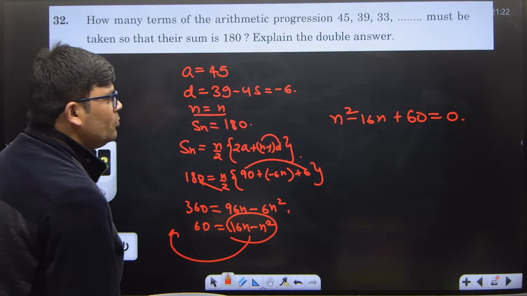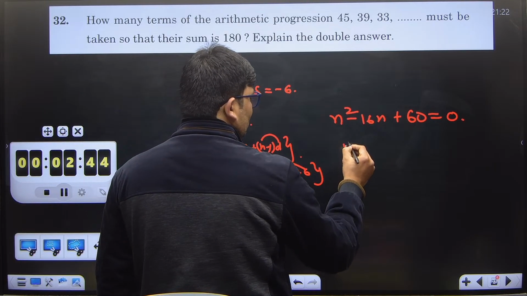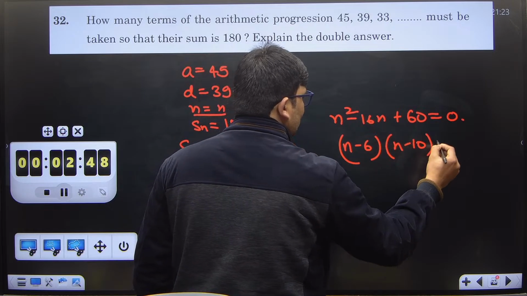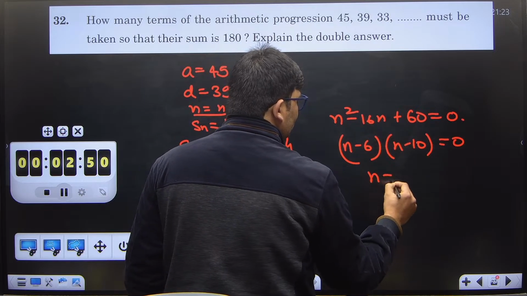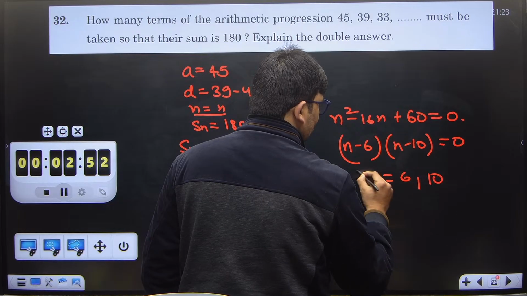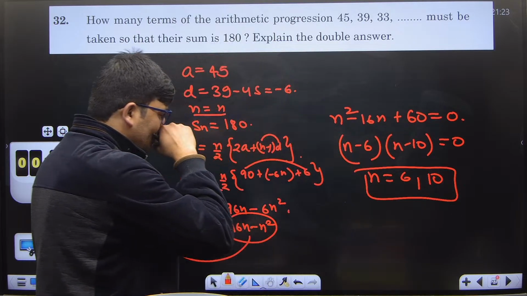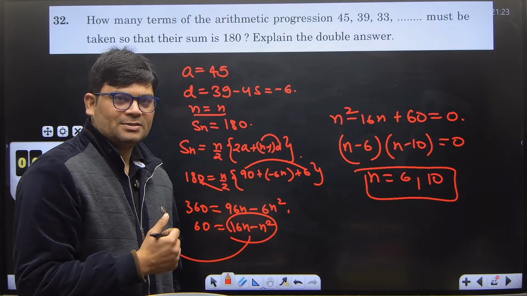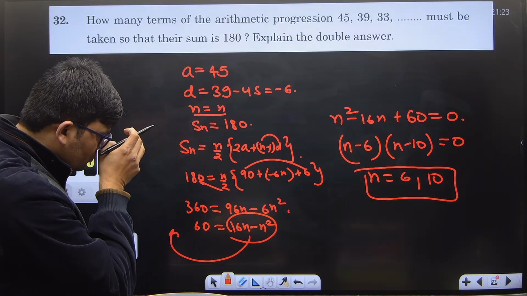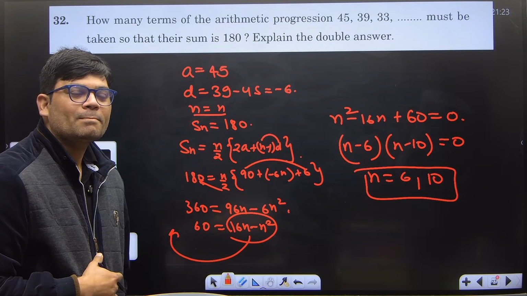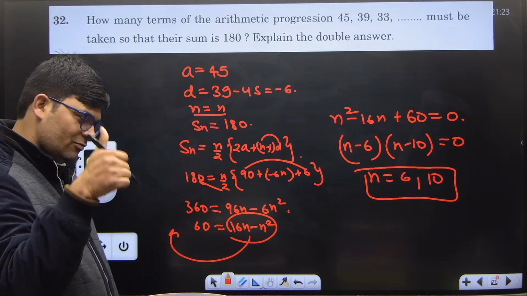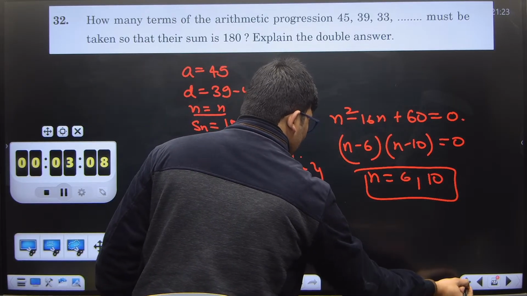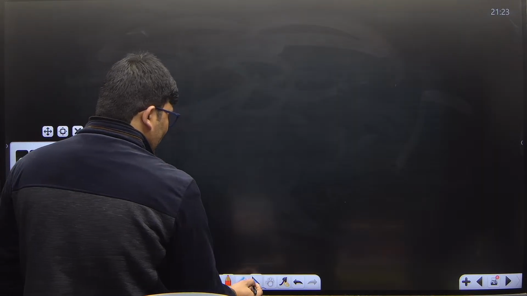So we need to know the two numbers. The answer is n minus 6 and n minus 10. So you will get n is equal to 6, comma, 10. Yes, sir. Okay. You need to explain the double answer. Why is it getting the double answer like this? Sir, as the common difference is negative, first it will exceed 180 and then it will come back to 180. Very good. So you need to understand like this. Very good, beta.